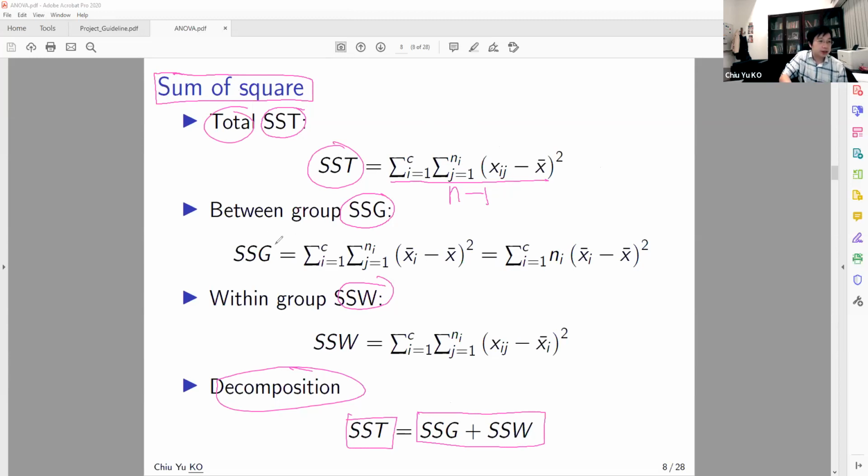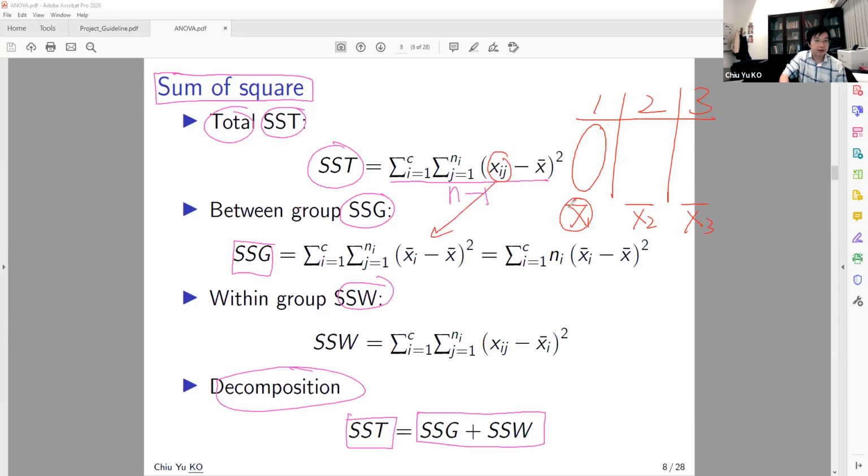So now this is SSG here. Basically you have group 1, group 2, and group 3, and for each group you have the mean of each group, X1 bar, X2 bar. What you're doing here is you replace each observation by its group mean. Just replace every observation by its group mean and do the same thing as SST, but with the mean of the group. And later you will see why we do this.